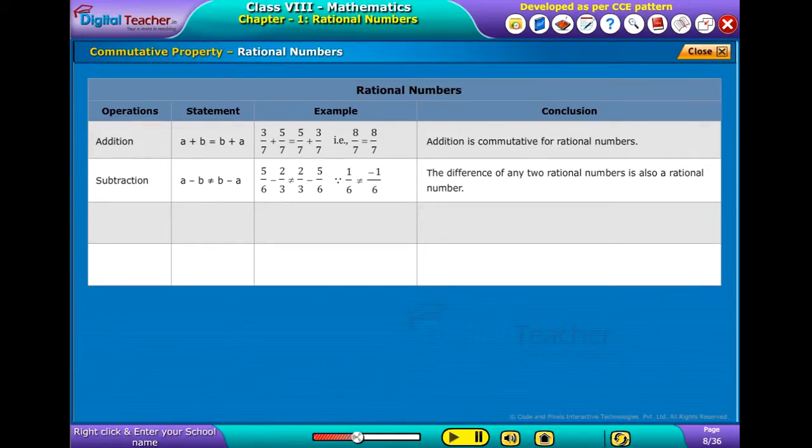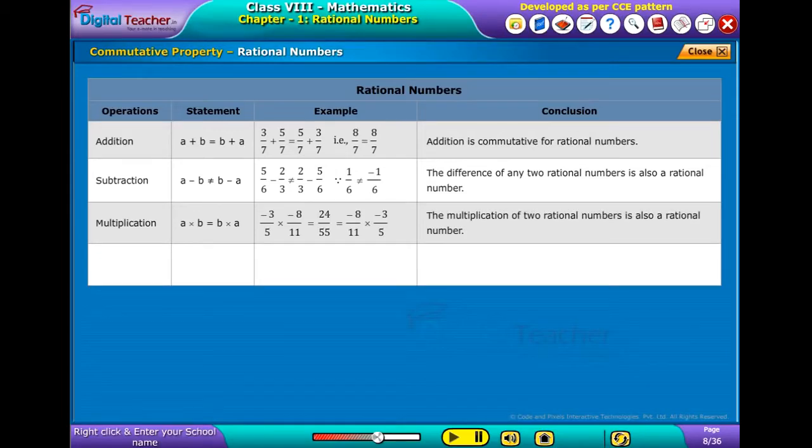Under multiplication, it states that the change in the order of two rational numbers does not change the result when multiplied. For example, the product of minus 3 by 5 and minus 8 by 11 is equal to 24 by 55, which is also equal to the product of minus 8 by 11 and minus 3 by 5. It concludes that the multiplication of two rational numbers is also a rational number.